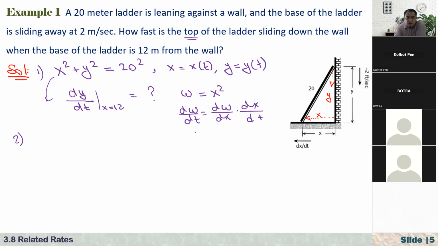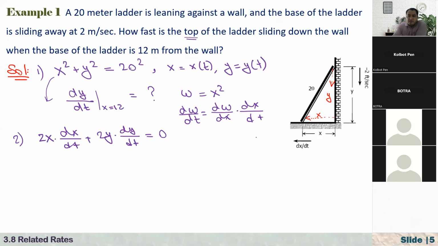So if we do so, what is the derivative of W with respect to X? That's equal to 2X. And how about the derivative of X with respect to T? I don't know, that is dx/dt. Plus, in a similar way for Y, it is 2Y times dy/dt. And how about on the right-hand side? On the right-hand side, we have 0, because it's a constant number, right?